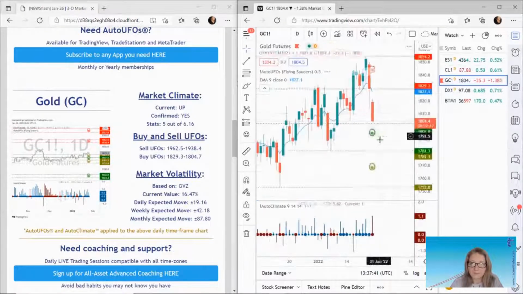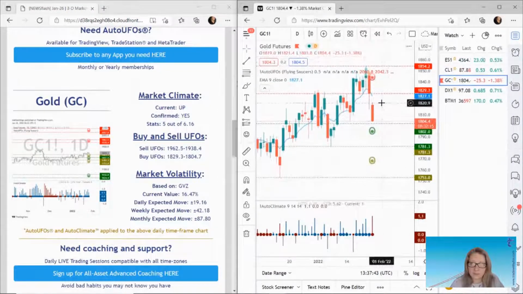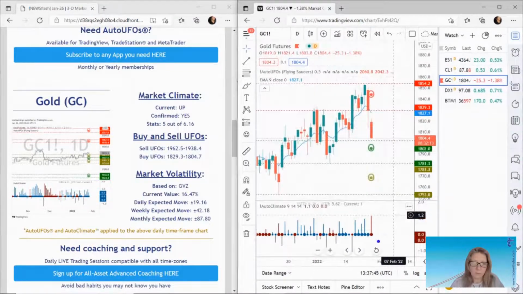So gold. With gold, let me just squish this down a bit so we can see it. We have a thick red dot, therefore probability down for the time being with gold. Now saying that, we are about to hit a bunch of buyers. So those are between 1802 to 1781.3.